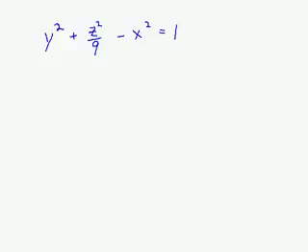y squared plus z squared divided by 9 minus x squared equals 1 is the equation of a hyperboloid of one sheet. I know this because this equation is in standard form and it has a single negative coefficient. That tells me it's a hyperboloid of one sheet. Furthermore, because the negative is associated with the x squared, I know that the axis of this hyperboloid is the x-axis. The axis is the line that runs through the middle of this thing.